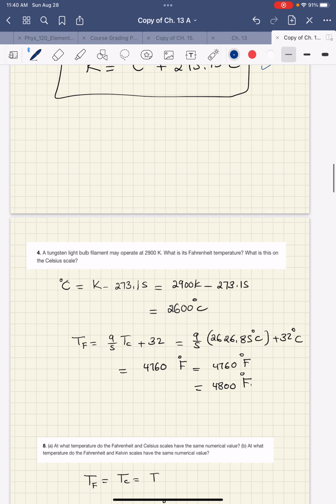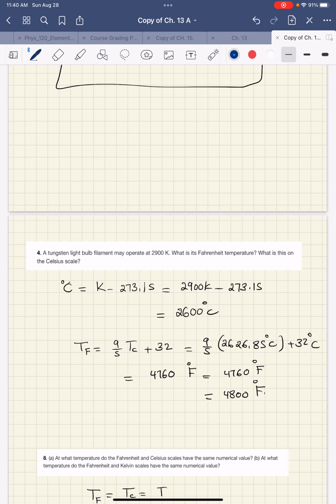Here I'm showing you several examples about the conversion. I have a tungsten light bulb filament that operates at 2900 Kelvin. What is its Fahrenheit temperature? What is this on the Celsius scale? I did not provide any direct equation that converts between Fahrenheit and Kelvin. Therefore, I'm going to first convert into Celsius. Celsius is going to be the Kelvin minus 273.15, and from that I got 2600 Celsius, which is the answer for the second part.